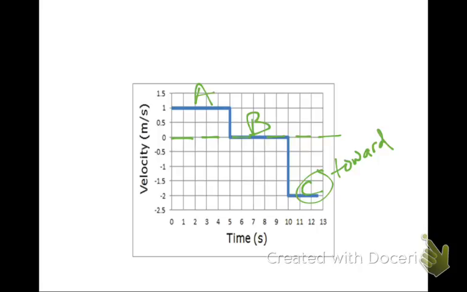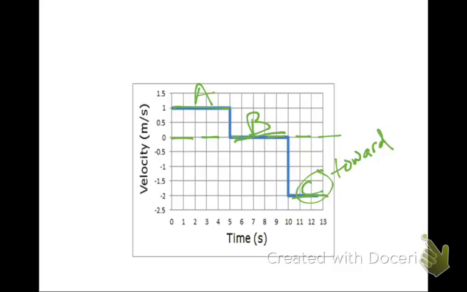Change in velocity over change in time. Okay, so over the portion of A, did the velocity change? Over B, did the velocity change? C, did the velocity change? All right, so it didn't change here, it didn't change here, it didn't change here, so the acceleration everywhere is 0.